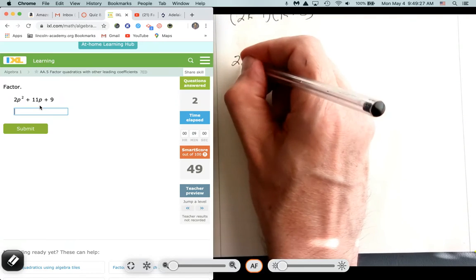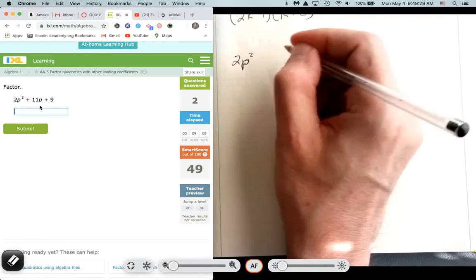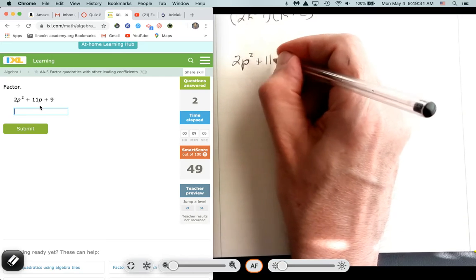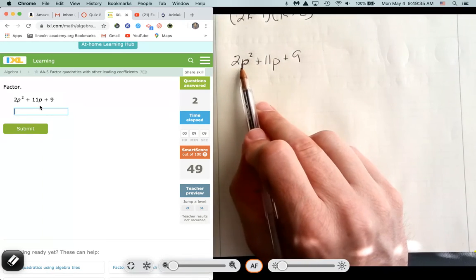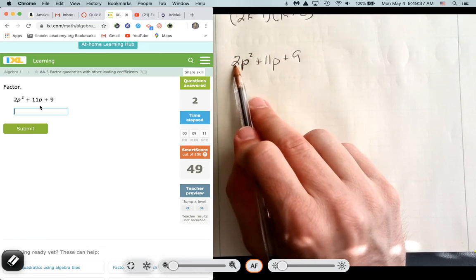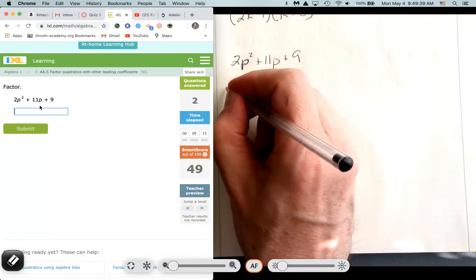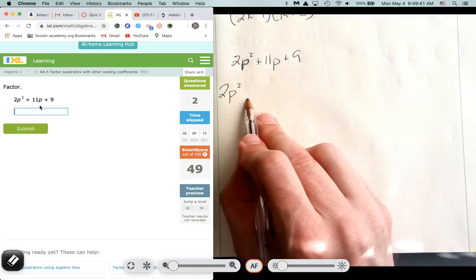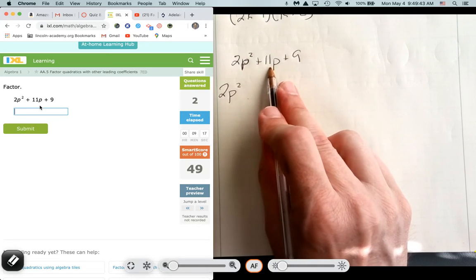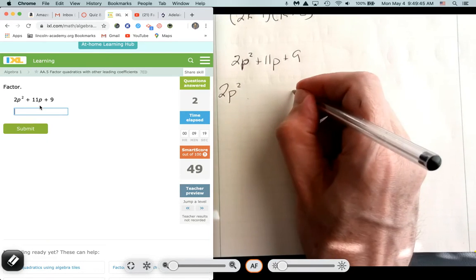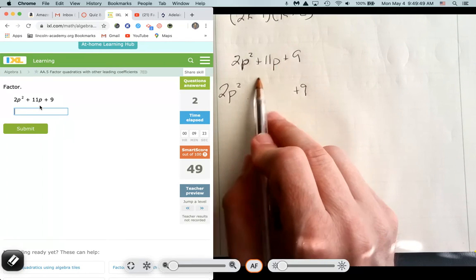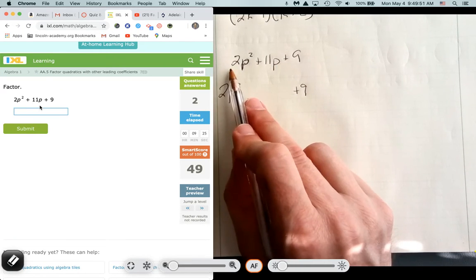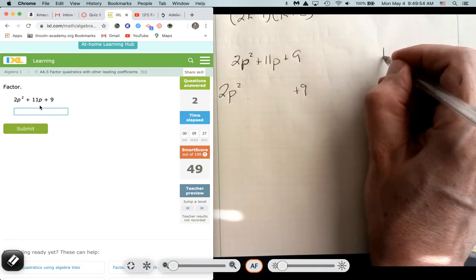I'm going to do 2p squared plus 11p plus 9, and I'm going to first multiply the 2 and the 9. I start there. You could take the 2p squared, leave a space for the 2 terms that we're going to get from this 11p, write the 9, and now we have to find what this single p term breaks into. So I take the 2 and the 9 and multiply them together and get 18.